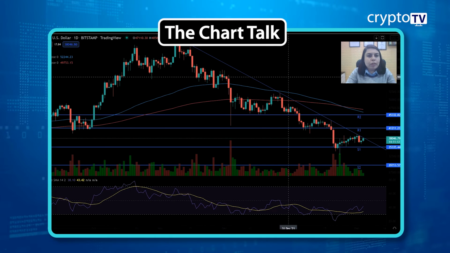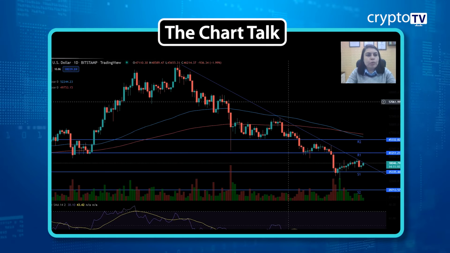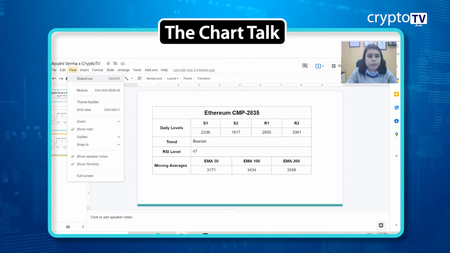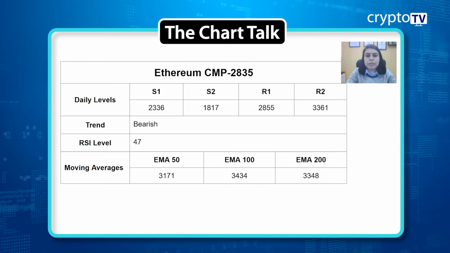So this is the first currency. Let me quickly move on to Ethereum now. Okay, for Ethereum, it's trading at 2,835. Again, here also we are getting a bearish trend. But the RSI is slightly better than the Bitcoin level. It's currently at 47, and it's very near to the 50 level, by the way.